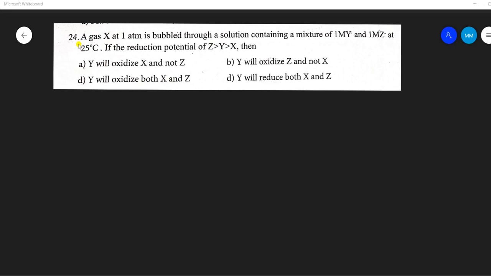Question number 24. A gas X at 1 atmospheric pressure is bubbled through the solution containing a mixture of 1 M Y minus and 1 M Z minus at 25 degrees Celsius. If the reduction potential of Z, Y, X is in the order Z is greater than Y and Y is greater than X. Given that the order of reduction potential of the substances is Z greater than Y greater than X.